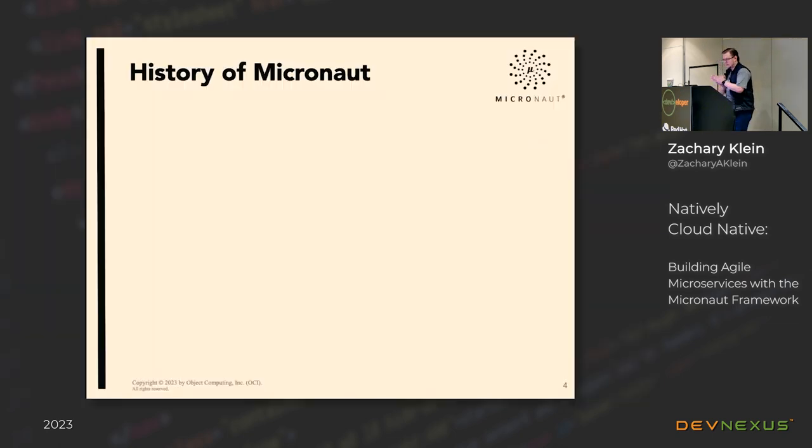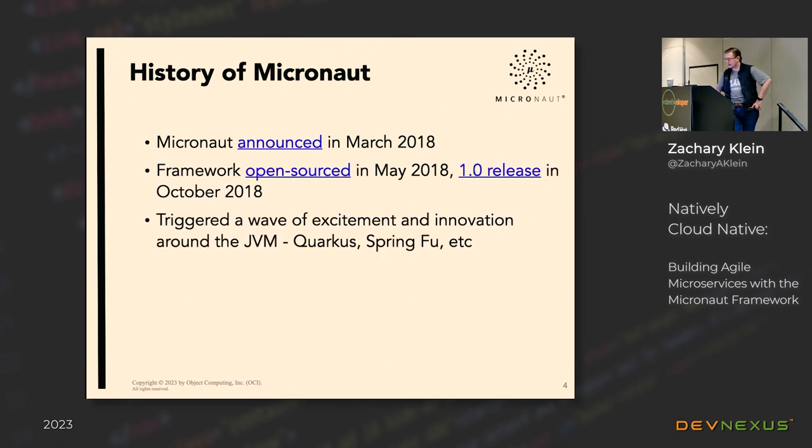All right, so a little bit of history. Micronaut has been around for a little while now. It was announced in March of 2018, and that link there is to the video announcement at the Greach conference. It was open sourced a little bit later that year, and then in October we had our first 1.0 release. Micronaut really triggered a lot of interest and innovation around server-side JVM, and how we can make Java applications that are more performant, consume fewer resources, and are just more efficient in how they're run. So runtime efficiency in particular.